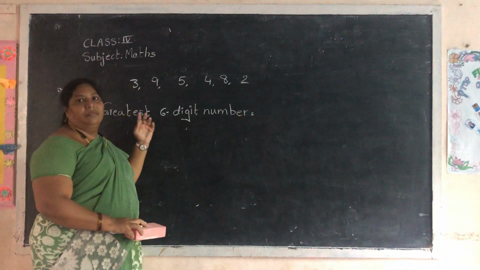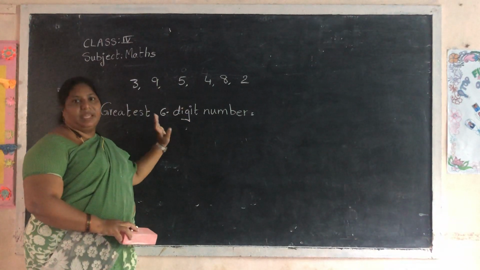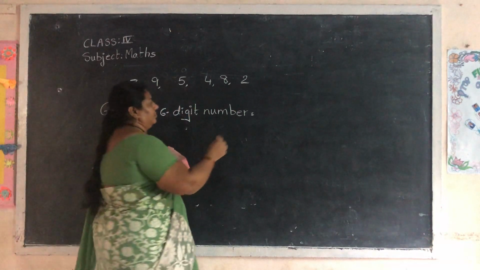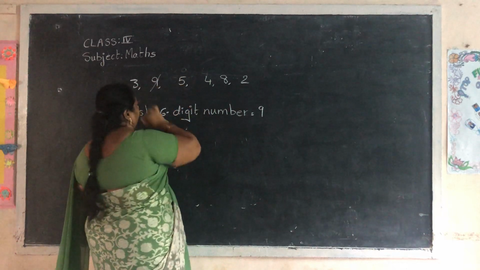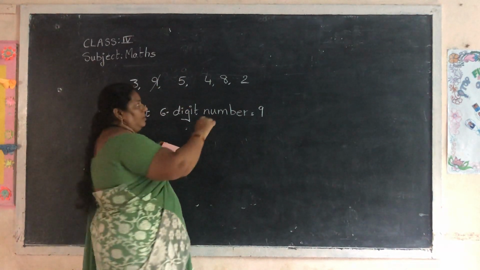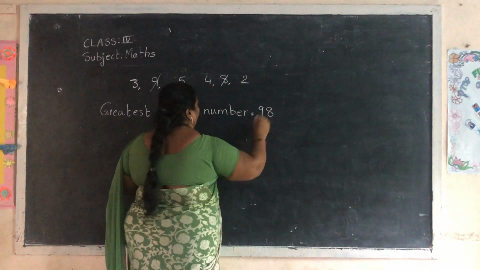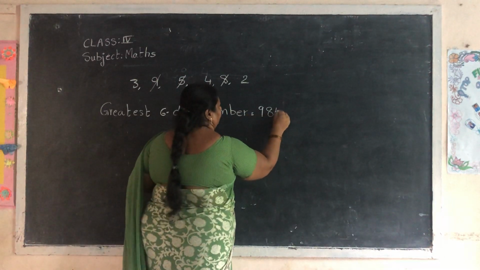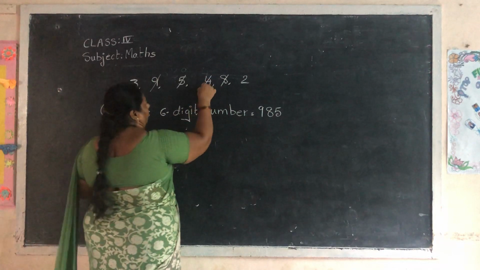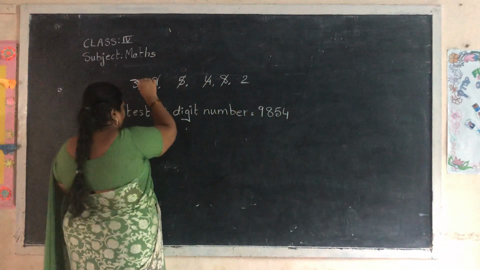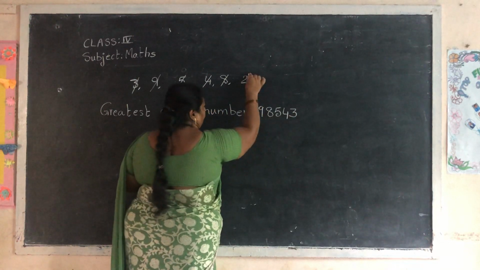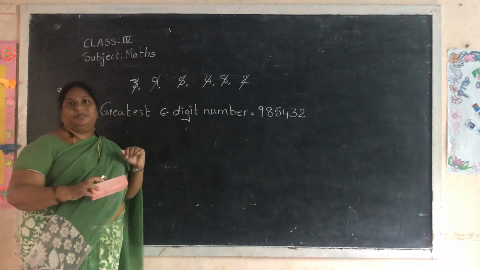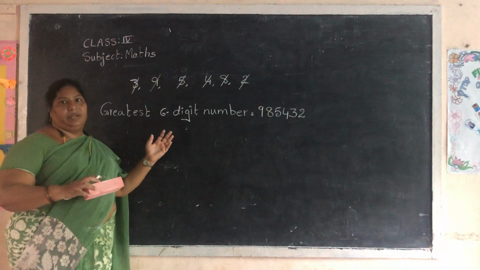You know numbers very well. In these numbers, which is the big number? First write that one. What is the big number? 9. Next, what is the big number? 8. Next? 5. Next? 4. Next, 3. Next, 2. This is the greatest 6 digit number.